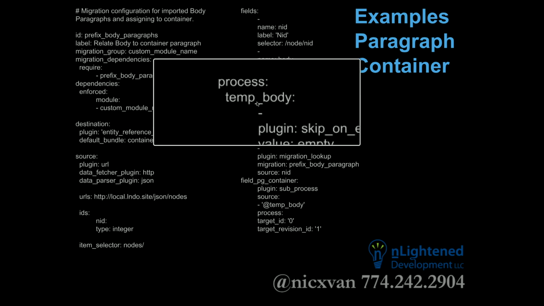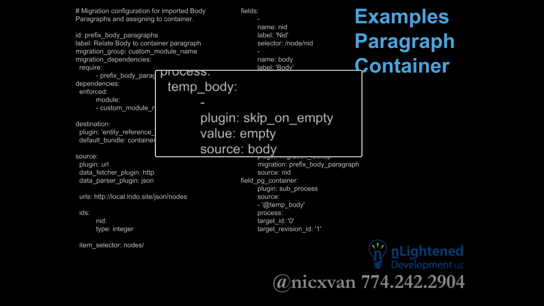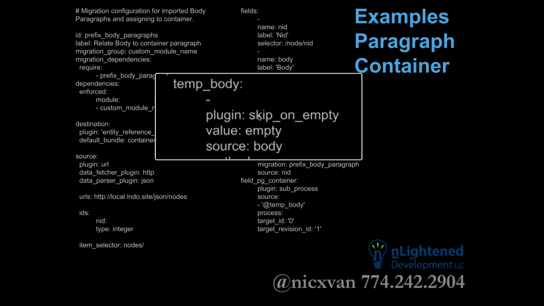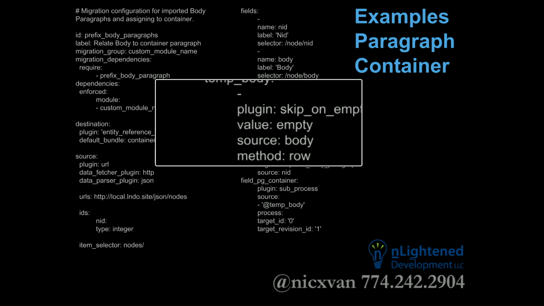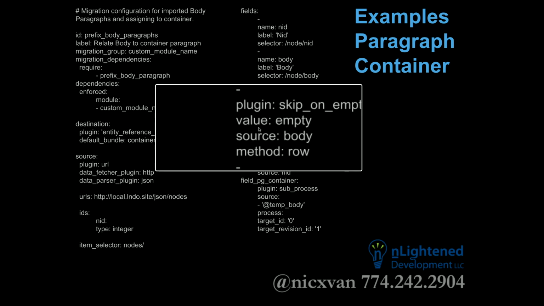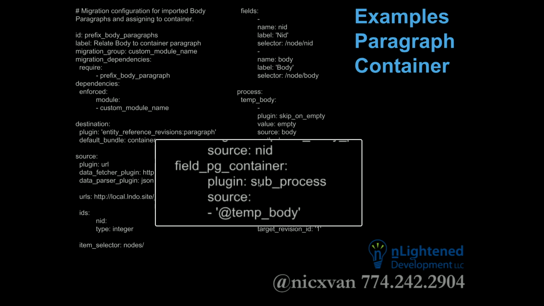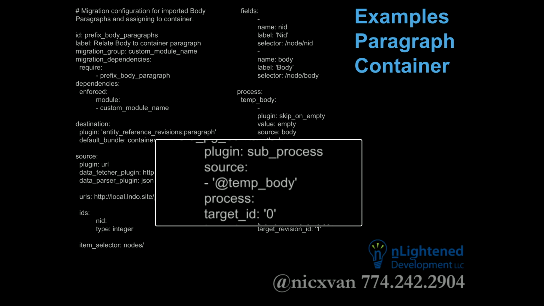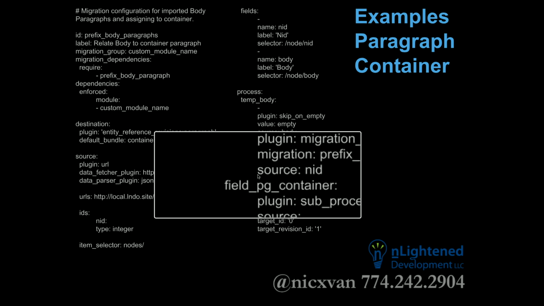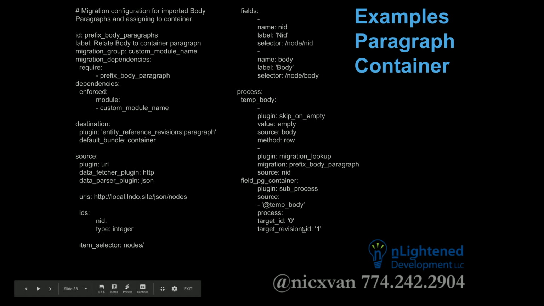So this right here is when you're going to use a variable. What this is doing is skipping if it's empty, and then doing a migration lookup. That creates a temporary variable with a list of all the lookups that it should have. This is the paragraph container field that is the entity reference field to the child paragraph. And then the sub-process just loops through that variable in order to assign the paragraph that it looked up. And so this is how you create a nested paragraph.